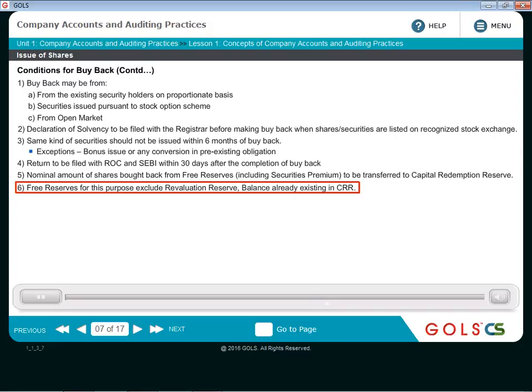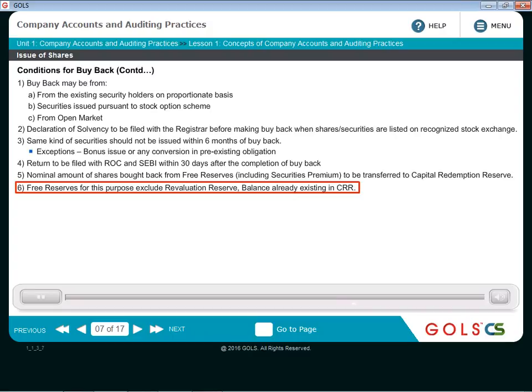In case of fresh issue of shares or other securities, there is no question of reduction, because on one side you are buying the shares back, but on the other hand, for that purpose you are issuing fresh shares. So your capital does not change. That is why this provision exists: the amount utilized from the free reserves, including securities premium, which is allowed to be used to buy back the shares, has to be transferred to capital redemption reserve.